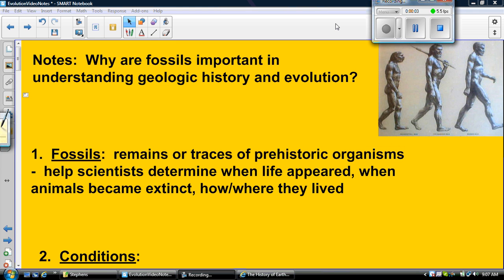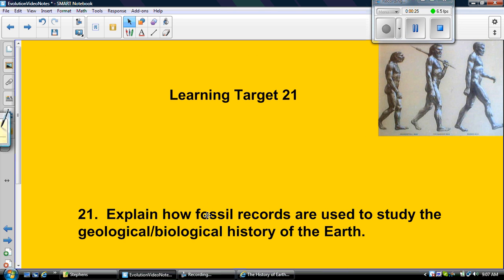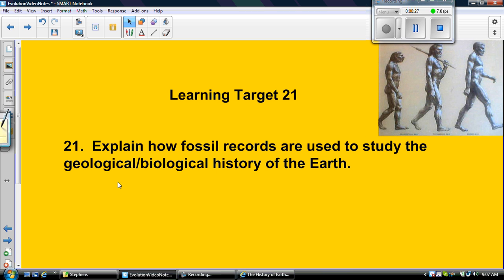Okay, so we've talked about the geological time scale and how it's broken down. And basically, the last thing that we're going to talk about is why fossils are so important in understanding geological history and evolution. Because fossils are our only way to basically tell how living things have changed over time. So this is our learning target 21. After this, you should be able to explain how the fossil records are used to study the geological and biological history of our Earth.